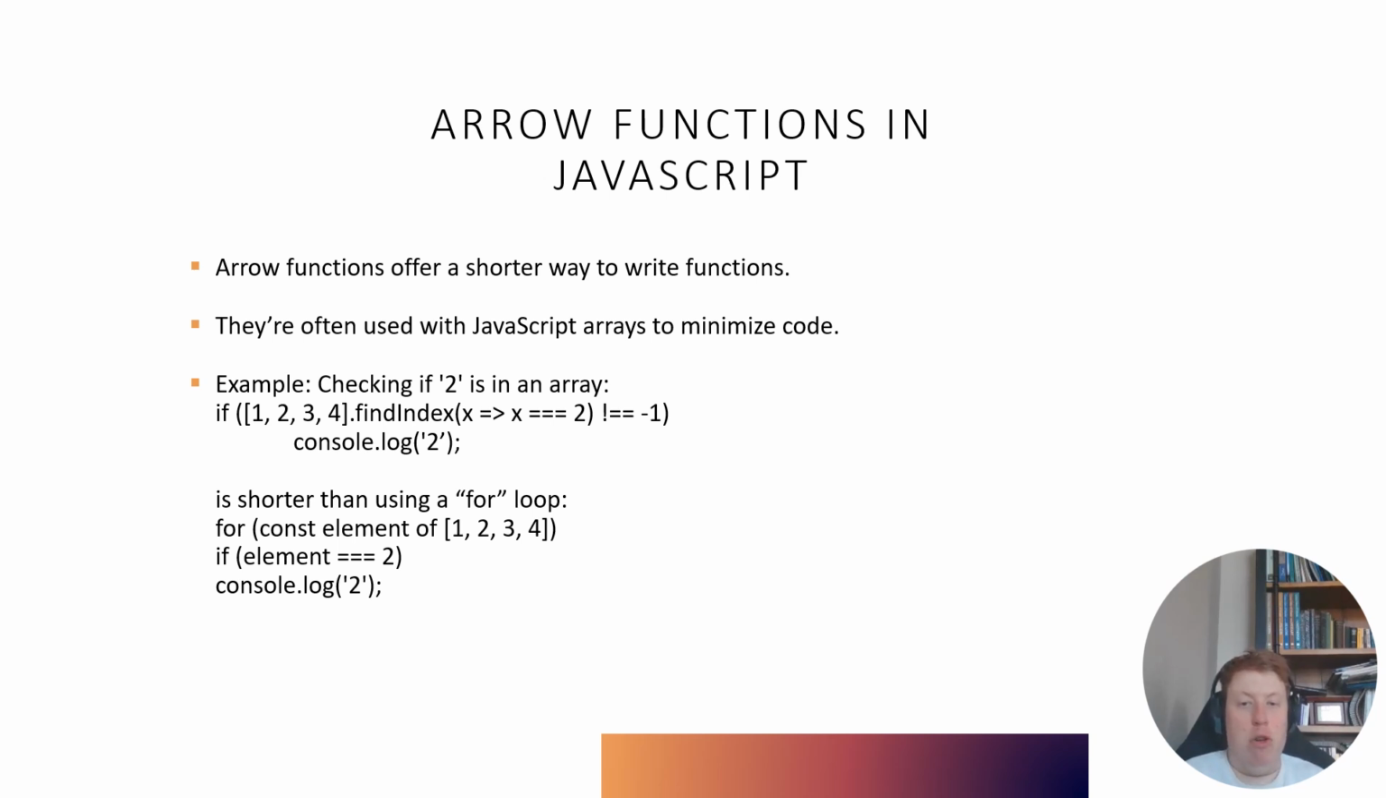Arrow functions offer a shorter way to write functions and are frequently used with JavaScript arrays to reduce the amount of code we need. For example, instead of using a for loop to find the number 2, we can use an arrow function with findIndex to achieve the same result in just one line.